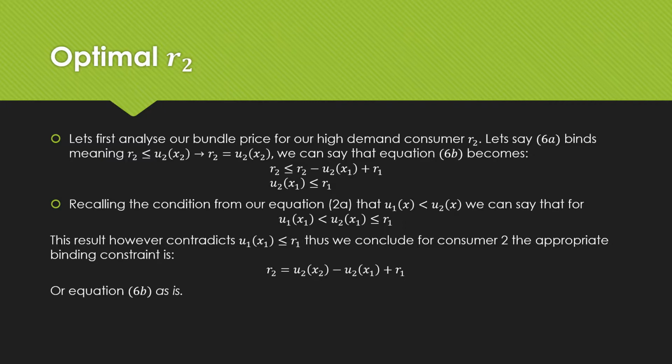So this over here contradicts a condition that we have, that for U1 x1 has to be less than or equal to R1. So we just conclude, by a process of elimination, by showing that this constraint over here, really the second constraint, is contradictory to what we know about our other consumer, we have to by default choose the other one, which is our self-selection constraint.